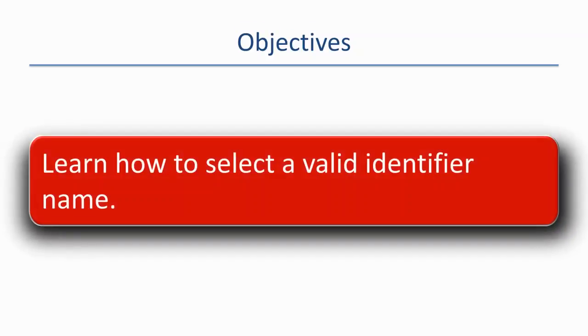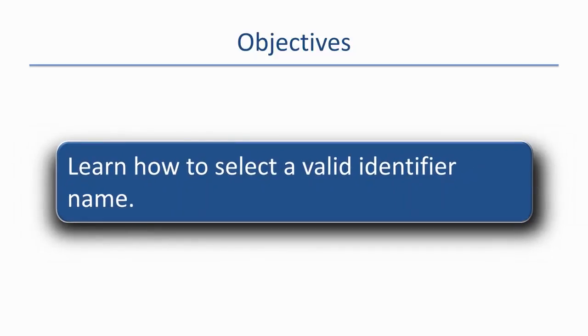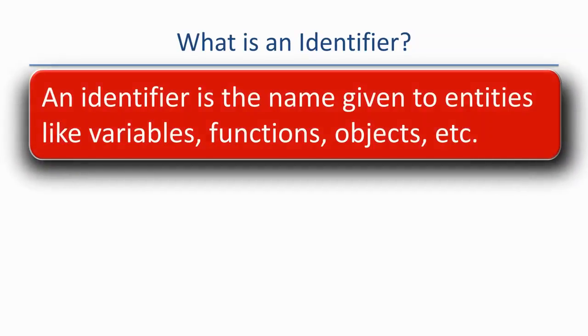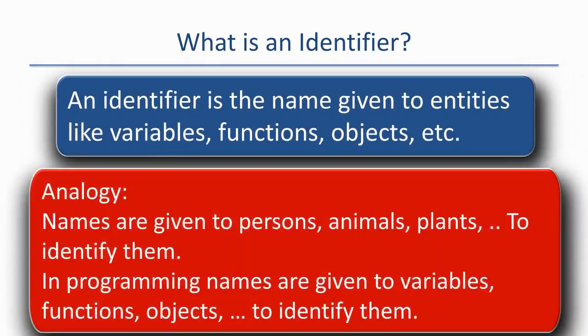So the objective of this lesson is to learn how to select a valid identifier name. Just to refresh your memory again, an identifier is the name given to entities like variables, functions, objects, and so on. Names are given to persons, animals, and plants to identify them, and in programming, names are given to variables, functions, and objects to identify them.